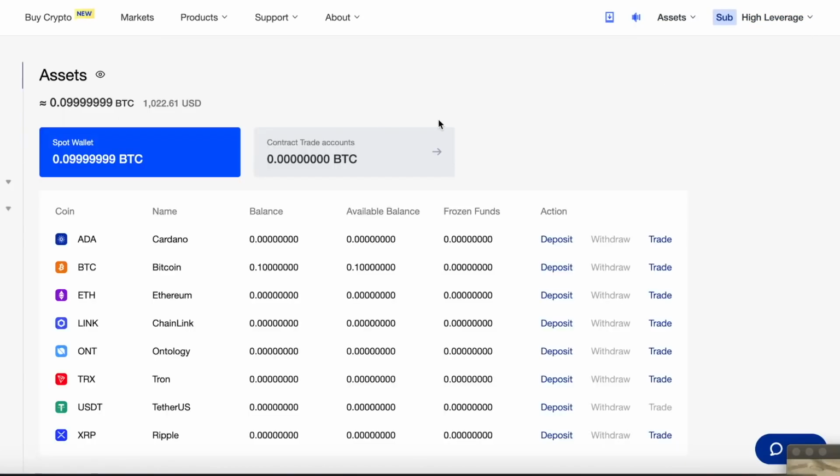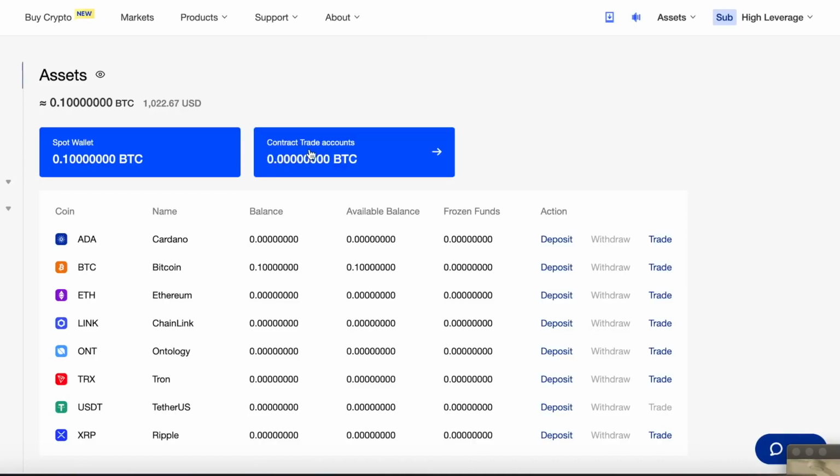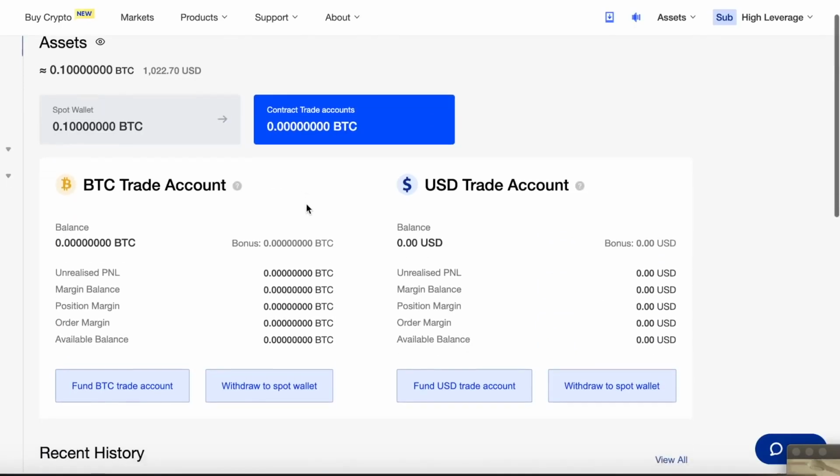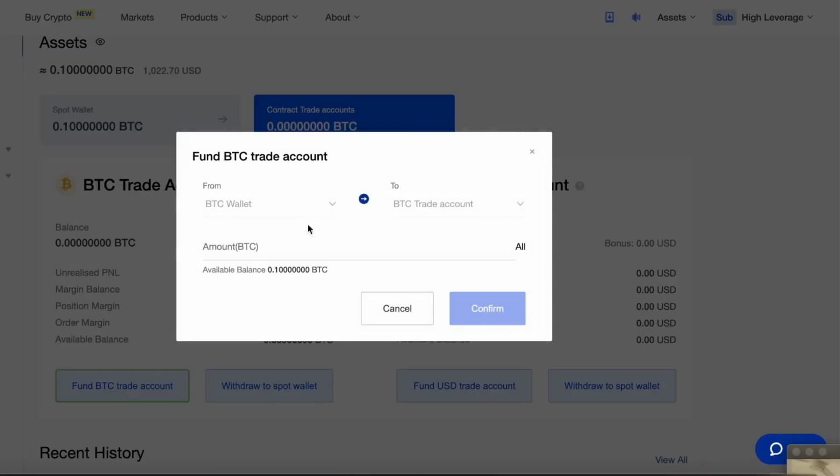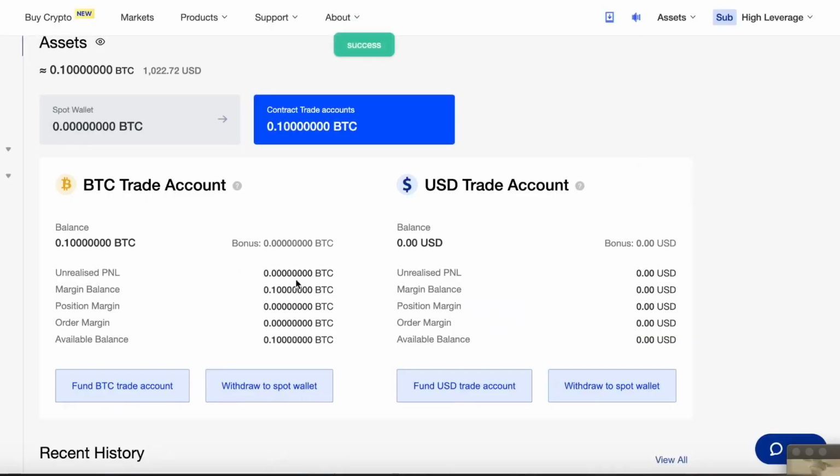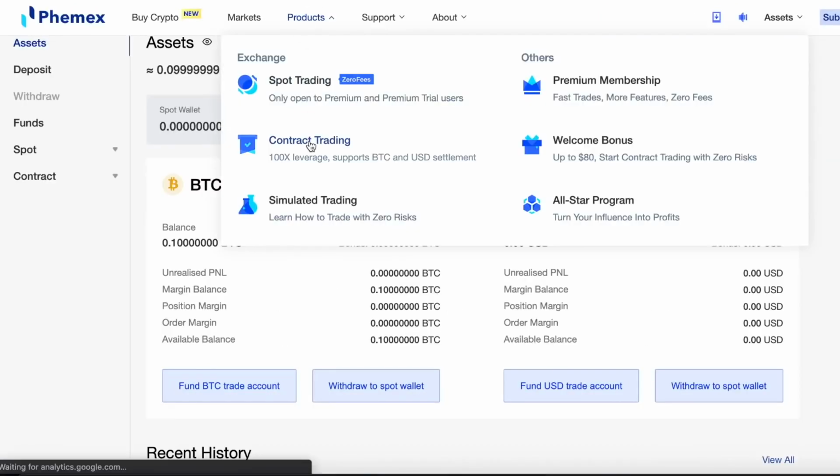Now I have to click assets up here. And if I go to assets, you can see that I have 0.1 Bitcoin in my spot wallet. But remember, if I want to do leverage trading, I need to go to contract trading and I need to fund my Bitcoin trading account. So that's what I'm going to do here for my sub account. I click all, I click confirm, and now I have 0.1 Bitcoin in my Bitcoin trade account. So now we can go back to contract trading.